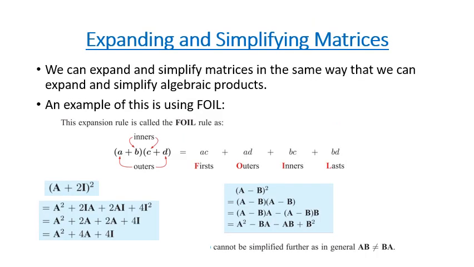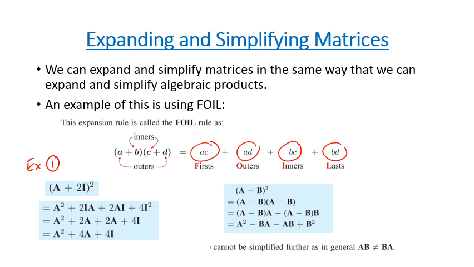Okay, so when we're expanding and simplifying matrices, we can apply similar rules as we do to algebra. If we're looking at using our FOIL rule, where we multiply two brackets, using algebra we multiply our first elements. We then multiply the outer elements, the inner elements, and the last elements from each bracket. We can do the same thing with matrices. So let's say in our first example, here is example 1, we've got elements of A and 2I, so 2 multiplied by our identity matrix.